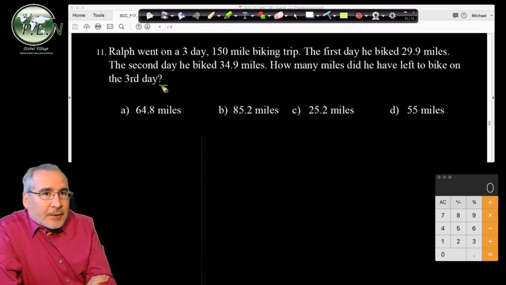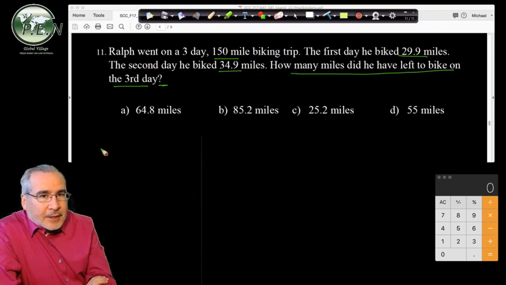So again, we look for the question, how many miles did he have left to bike on the third day? So he went on a 3-day bike riding trip. Total is going to be 150 miles. We know how much he did the first day. We know how much he did the second day. So what's left on the third day? So again, we know that we have 150 total miles from start to end.